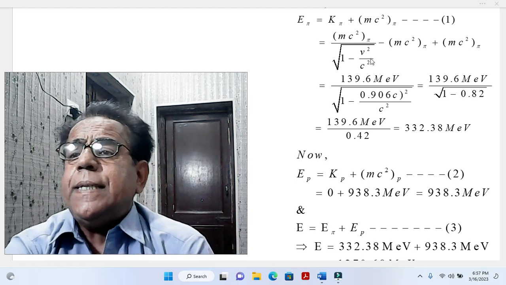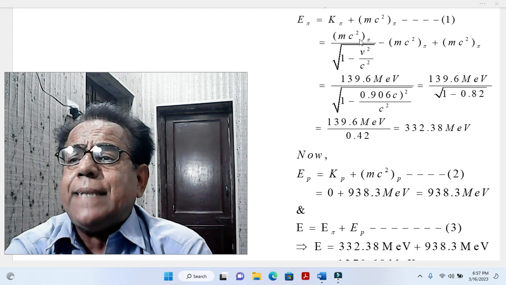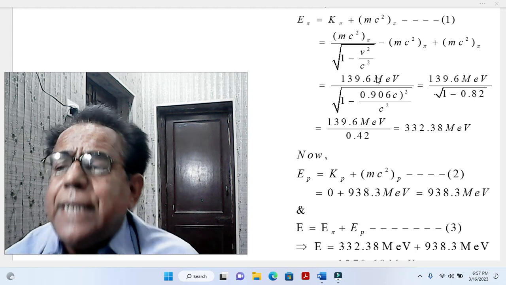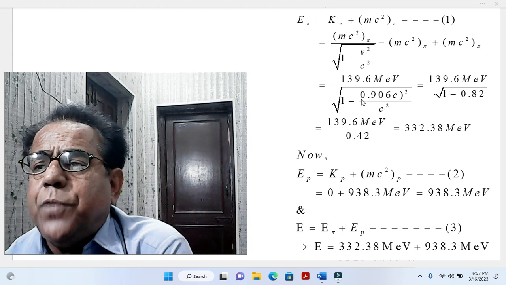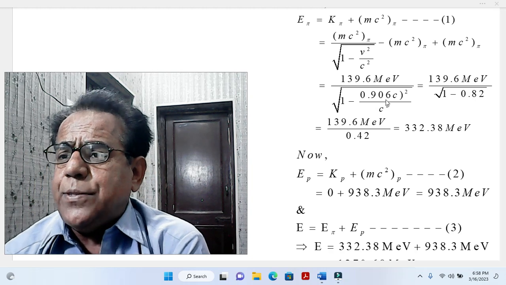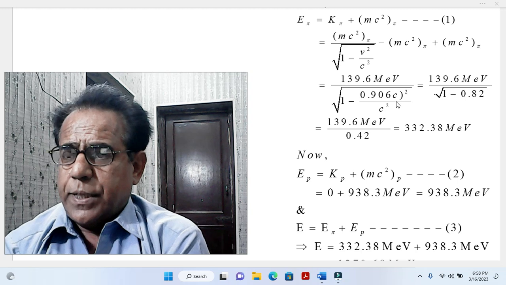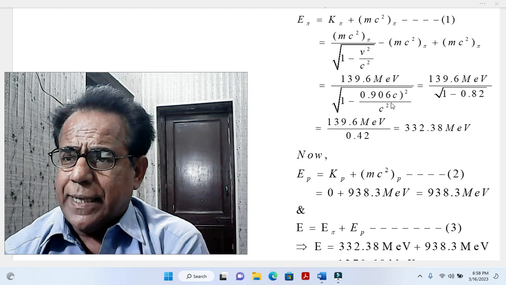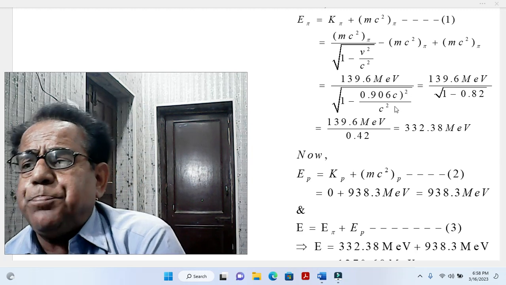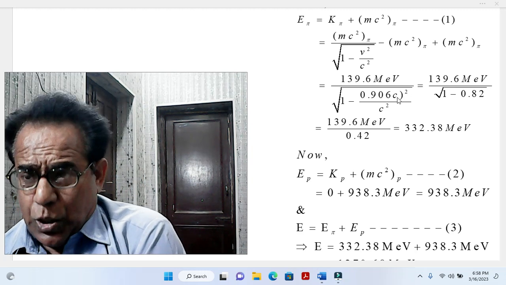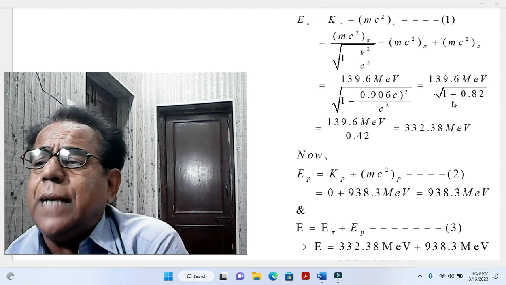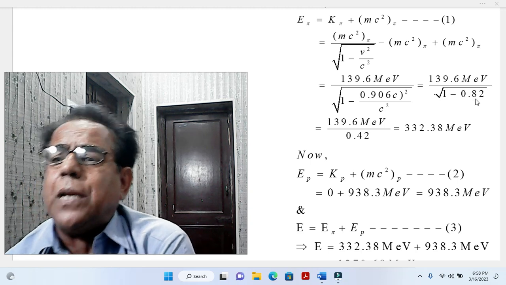Dear students, mc², that is the rest energy of the Pi-Meson, is given in the statement, which is 139.6 million electron volt, over the square root of 1 minus v² over c². v is given as 0.906 c, squared, divided by c². Dear students, here c² will be cancelled out with the c², because this is squared, this c² will be cancelled out with this c², and we will be left with 1 minus 0.82.